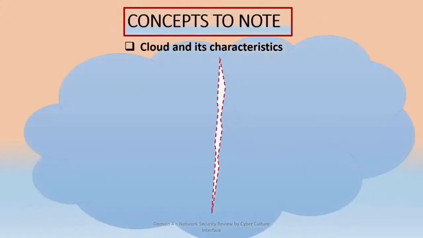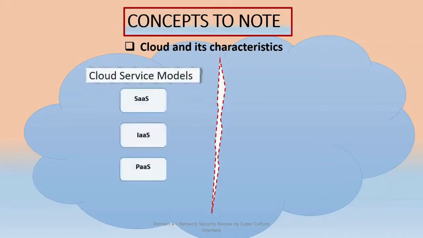Then we have the concept of cloud and its characteristics. Cloud is trending these days. Almost everything is in the cloud, and it's important that you understand cloud as a cybersecurity professional. So there are cloud service models. Different cloud service models include SaaS, IaaS, and PaaS. SaaS is software as a service, IaaS is infrastructure as a service, and then we have platform as a service. Later in this video, we explain what each of these models means, but these are concepts you need to understand and look out for while studying.